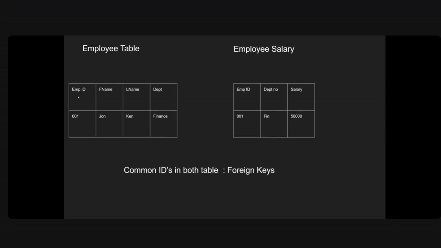Whenever you have a reference, this is the primary key for this table. When this primary key is again added into the other table, salary, we call this the common ID in both tables, and we refer to this as a foreign key. This is the primary key, this is the foreign key in another table. So it helps us give a reference of employee ID 001, John, and fetch the details.